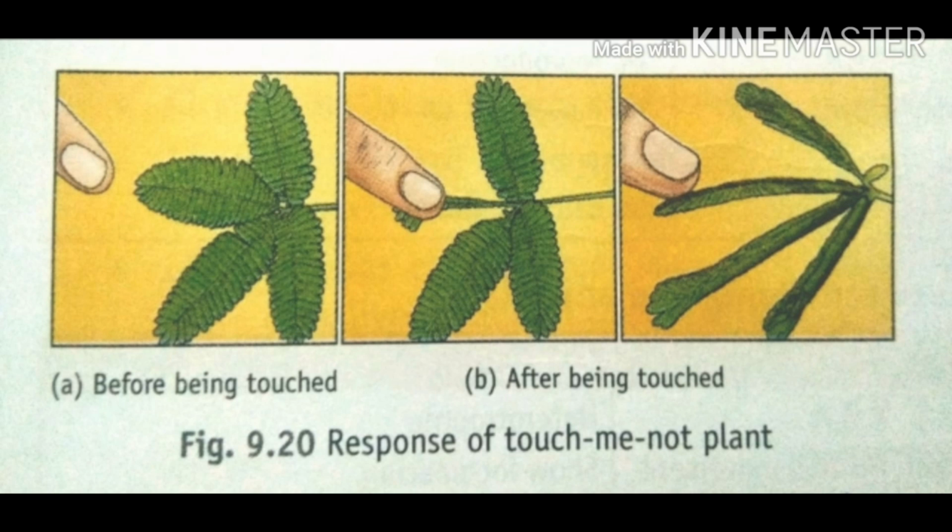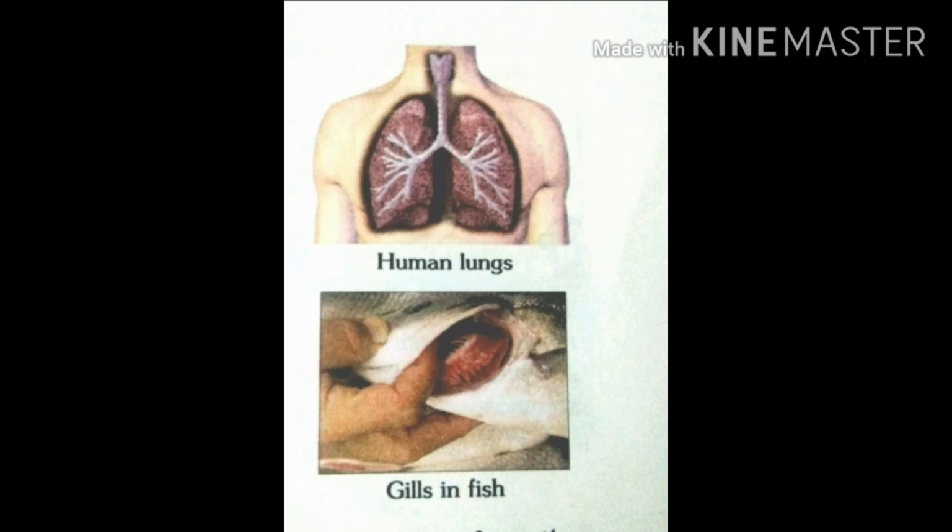The leaves of the touch-me-not plant or mimosa close when touched, and the pea plant coils around a nearby object for support. So, living things give response to stimuli, but non-living things do not give any response to stimuli. Living beings respire to get energy.